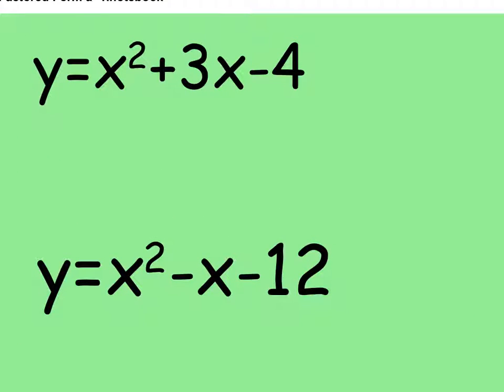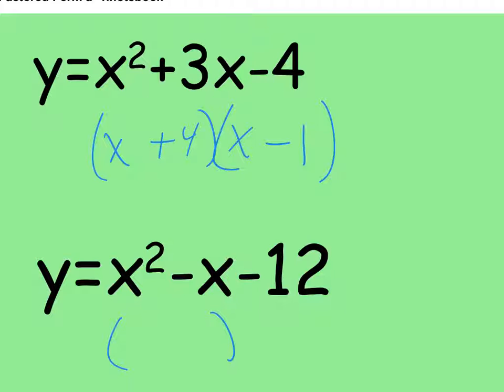Is it possible we'll get to one that won't work? Yes, and when it does, you will just say it's prime. Because either things factor or they don't. If they factor, they're not prime. Did you get x plus 4 and x minus 1? Raise your hand if you did. Okay, awesome.